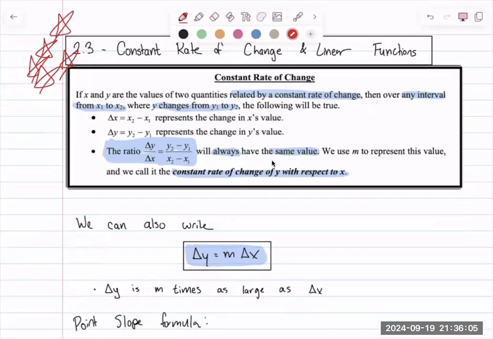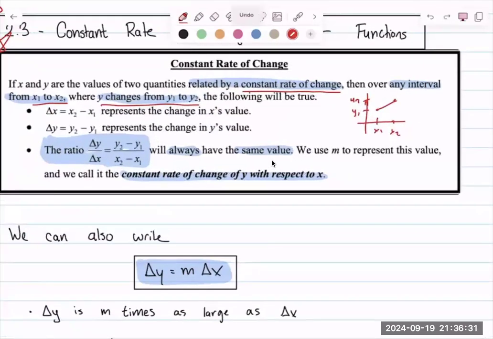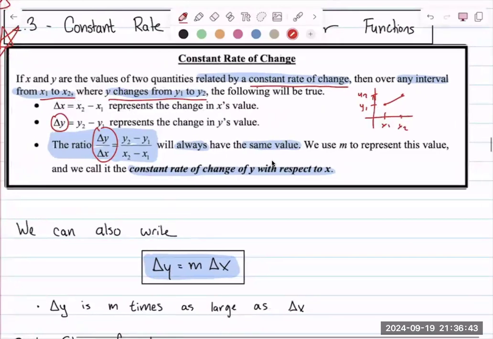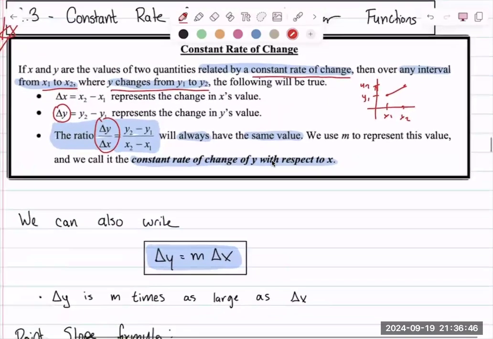So if x and y are the values of two quantities related by a constant rate of change, then over any interval from x1 to x2, where y changes from y1 to y2, we can draw this out here. So x1 to x2, and then y1 all the way to y2. You can change these intervals as you want, but the ratio of this change in y that results from our change in x, delta y over delta x, will always have the same value. And we use m to represent this value.